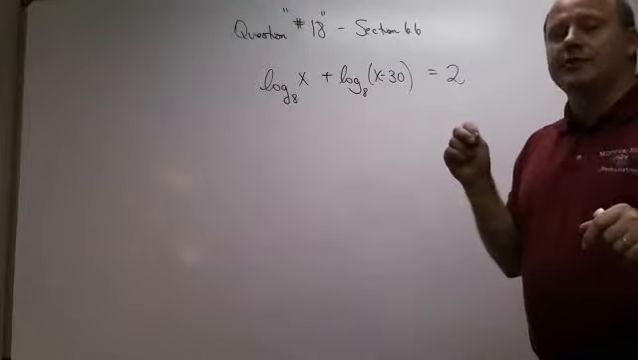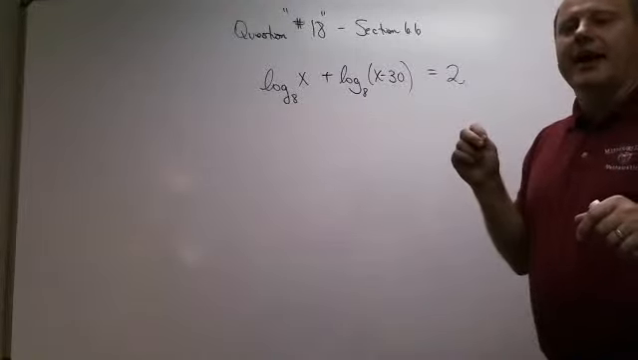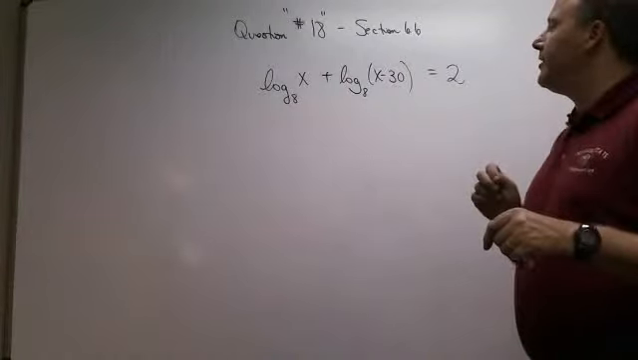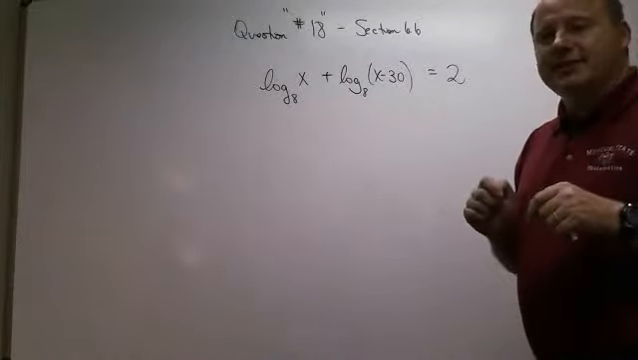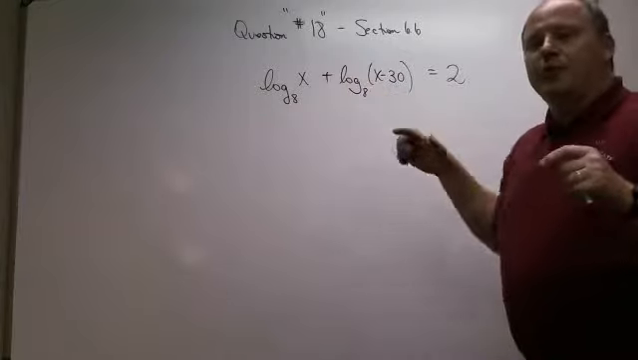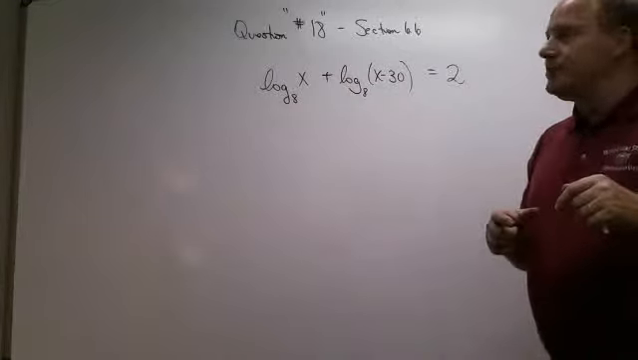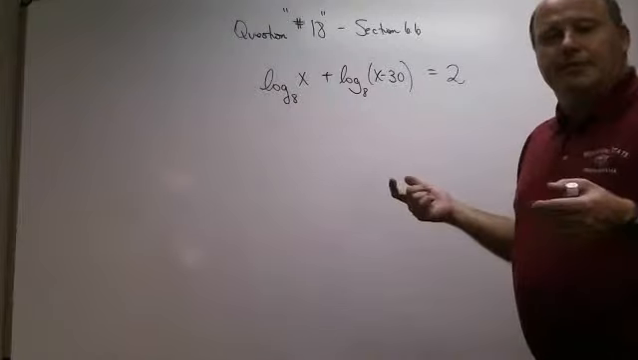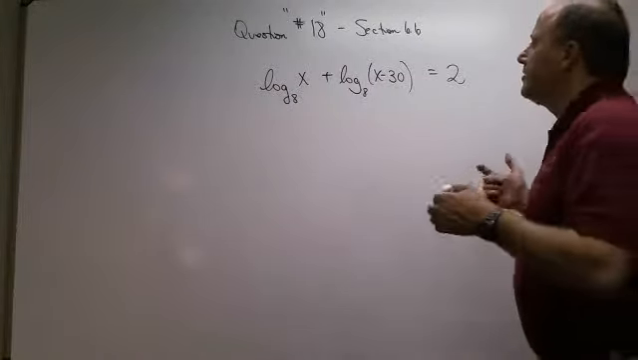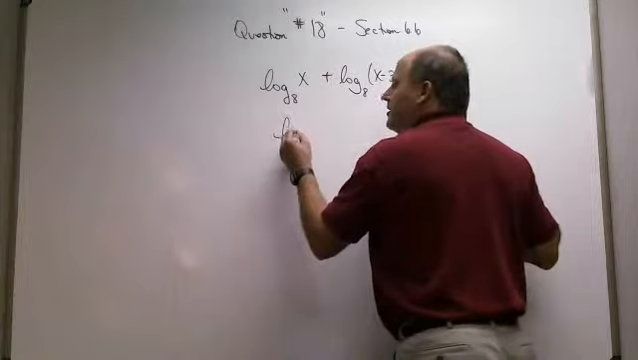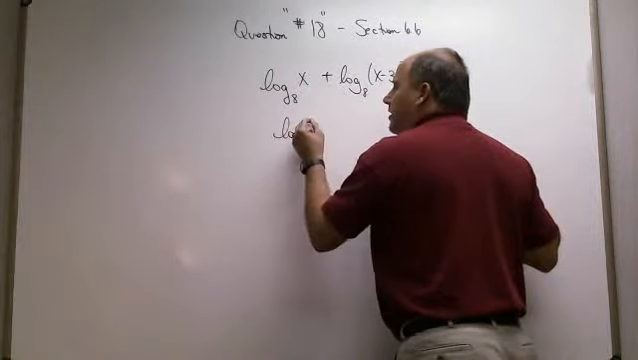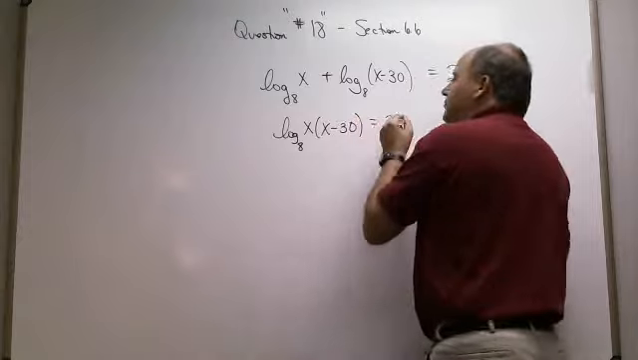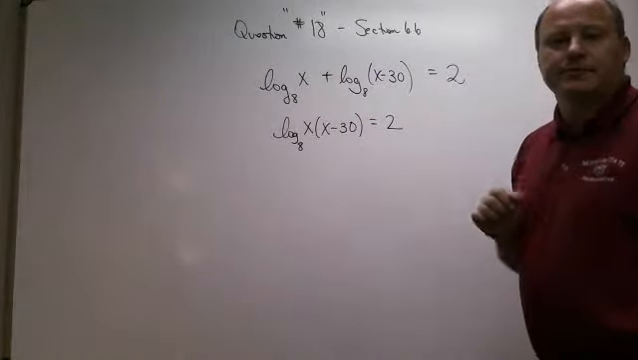So the second scenario was multiple logs on one side and a number on the other side, and so that would be this category right here. So what you do in this situation is you take the multiple logs and you rewrite it as a single logarithm. So when you have the log plus a log, the product rule is applied right there. So this is the log base 8 of the product x times x minus 30 equals 2. So it's the product rule.